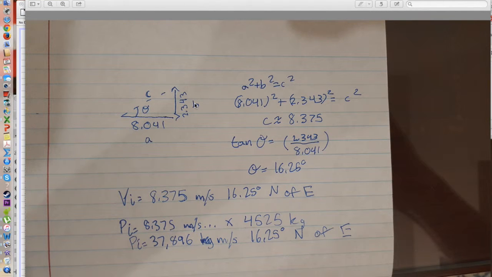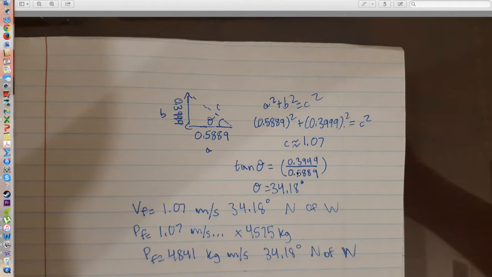All right, again, we do the same thing as we did for the white car. We plot the initial x and the initial y, and to get the resultant using a squared plus b squared. So we get, and then we use the inverse tan to find the degrees. So we get our initial velocity 8.375 meters per second, 16.25 degrees north of east. And then to find the momentum, we multiply it by its mass, and the mass of the FedEx car is 4,525 kilograms. And then after that, when you solve that, we get the initial momentum is 37,896 kilograms meters per second, 16.25 degrees north of east.